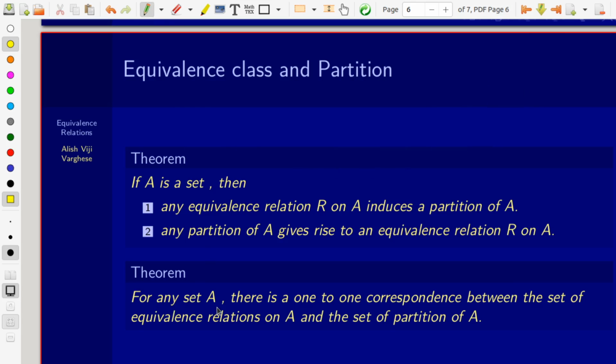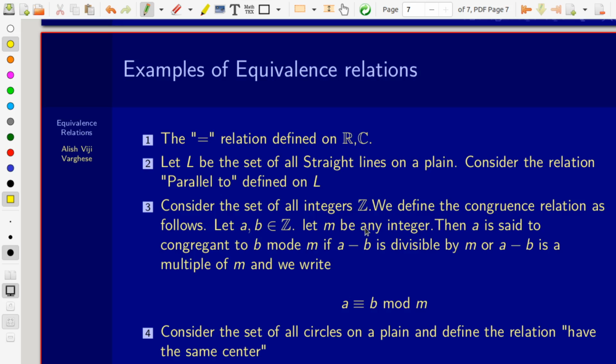Then another theorem: for any set A, there is a one-to-one correspondence between the set of all equivalence classes on A and the set of all partitions of A. If there is a partition, that will lead to an equivalence relation, and conversely, if there is an equivalence relation, then that will give rise to a partition of A.